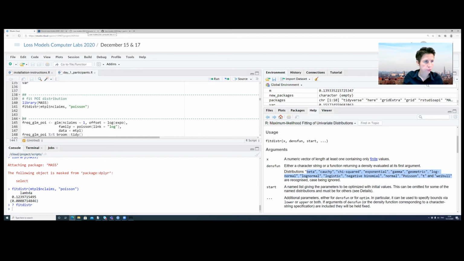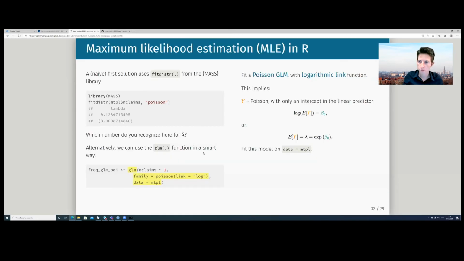Good, so that's a first naive approach. We're not going to do that because it ignores the exposure. And now I'm going to show two solutions that do work. One is using the so-called GLM function. GLM is for generalized linear model in R.